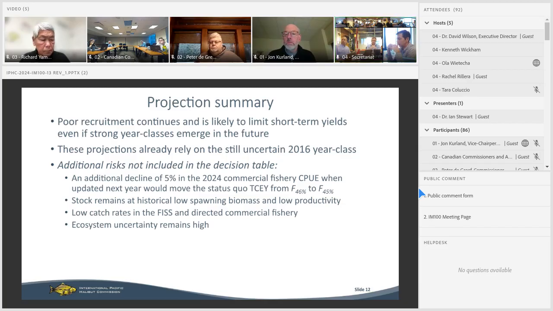We recognize that the stock remains at historically low spawning biomass and low productivity, and that has corresponded to low catch rates both in the fishery independent setline survey and the directed commercial fishery, with logistical and economic effects on both of those components. And then finally, the ecosystem uncertainty remains high. I highlight this because in the past, we may have been in a situation where we would think, well, on average, this is what recruitment does, and so it's unlikely that we're going to continue to see, for example, low recruitments moving forward in the future.